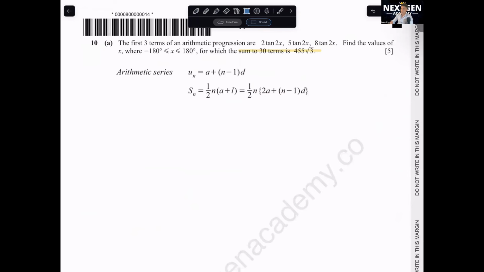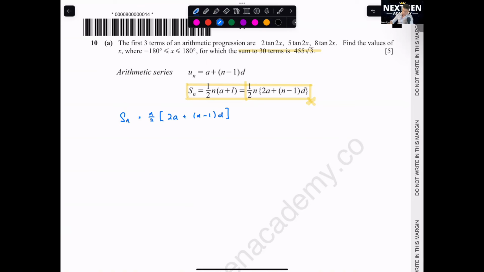What did they give us? They say the sum to 30 terms is 455 root 3. So we will use this formula. Sum to 30 terms, so S30. There are also two formulas here. Normally we will use this one, because they gave us the first three terms only. So we use specifically this formula: n over 2, 2a plus n minus 1 d.